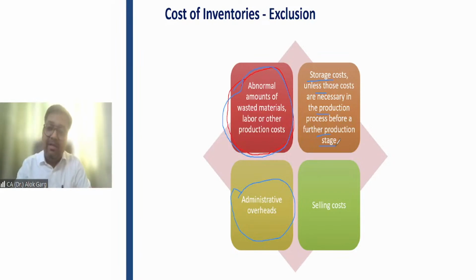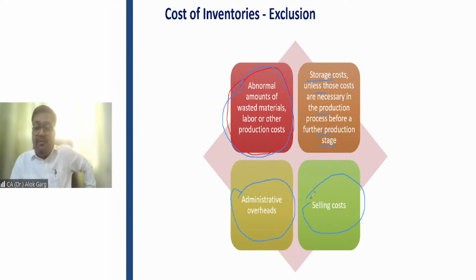But otherwise, a normal storage cost, normal warehouse cost will be taken to the P&L. It will not form part of your inventory. Selling cost. The company has engaged Mahendra Singh Dhoni or Amitabh Bachchan as a brand ambassador to advertise its product, so that the product will be sold. Just to promote the sales, they have engaged celebrities, so they are paying a huge amount of money to the celebrities. These are the selling costs. This will not come under the cost of inventory.